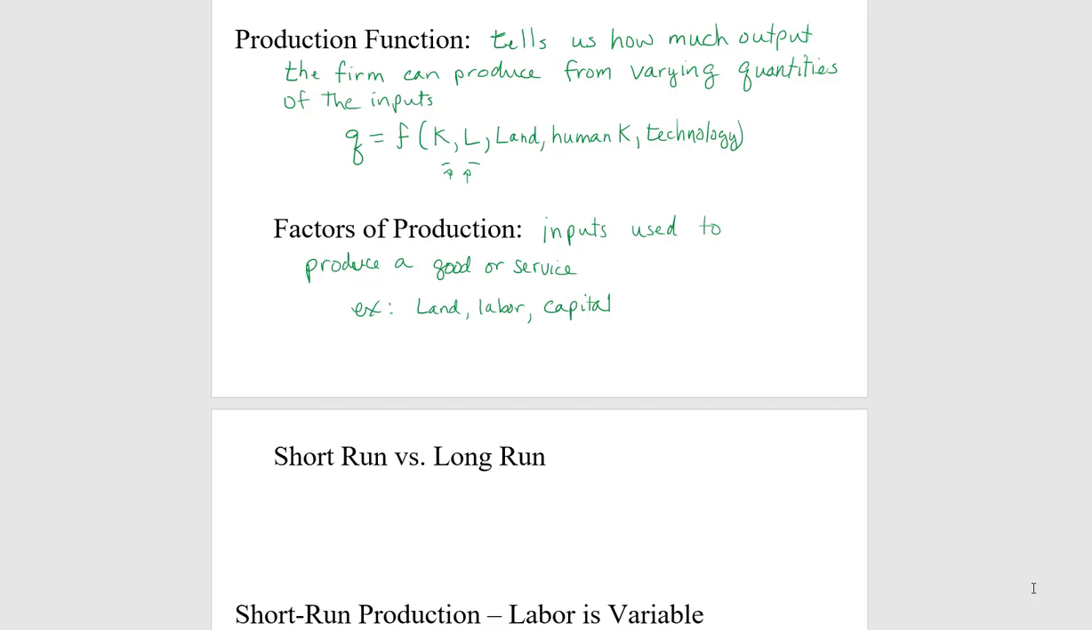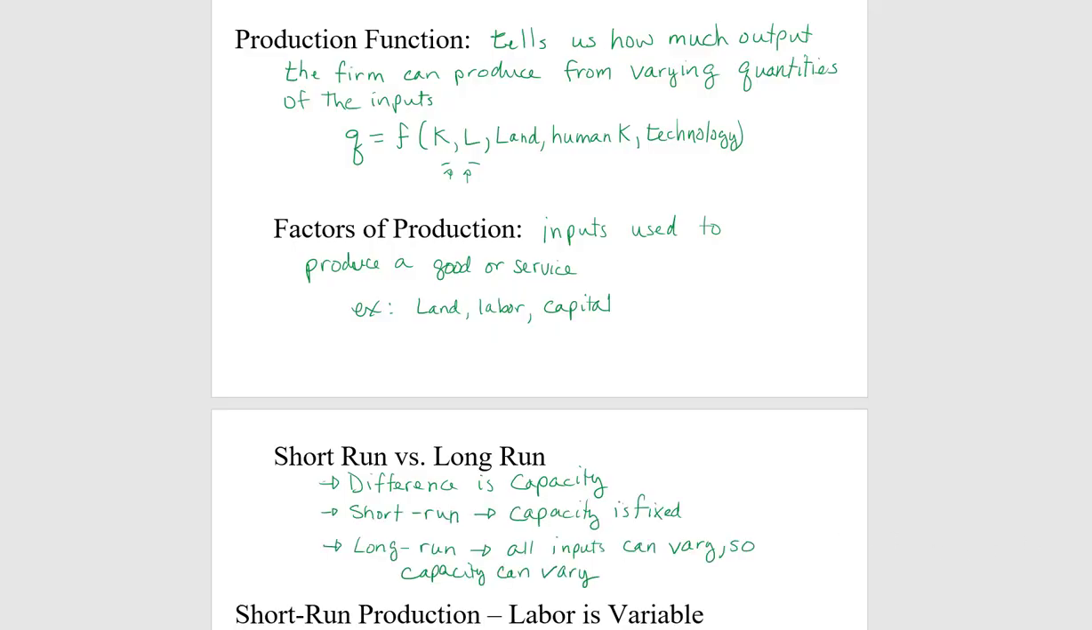There is a difference between the short run and the long run production function. The difference between the long run and the short run is capacity. For nearly any firm, their short run production function has a fixed capacity. This is because in the short run, the amount of capital is fixed. In the long run, all inputs can vary. That means the capacity of the firm can vary. When we say capacity, we really mean how much output the firm can produce.